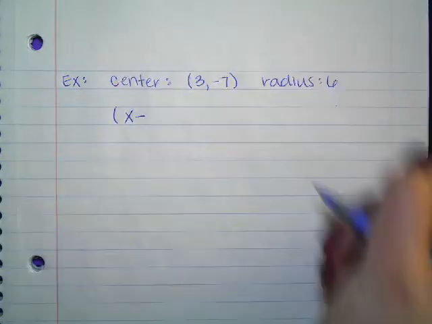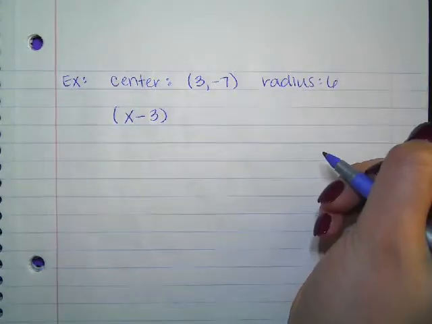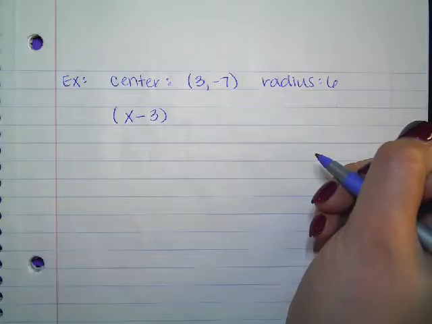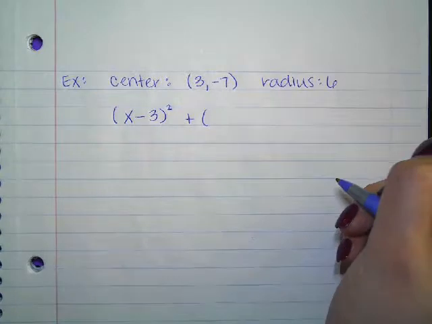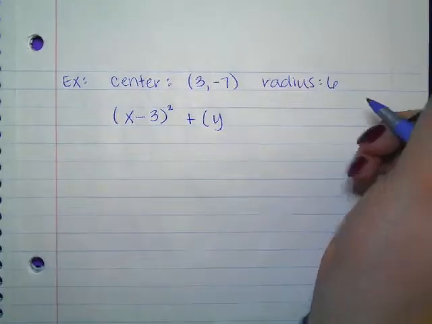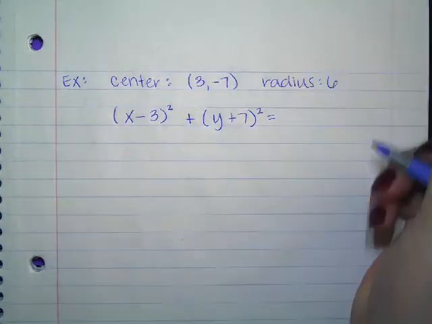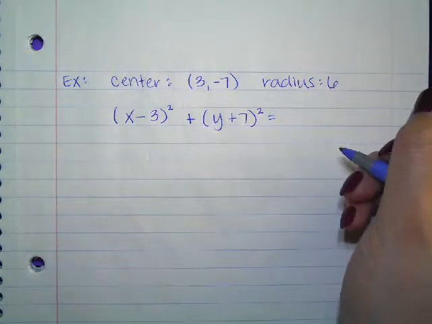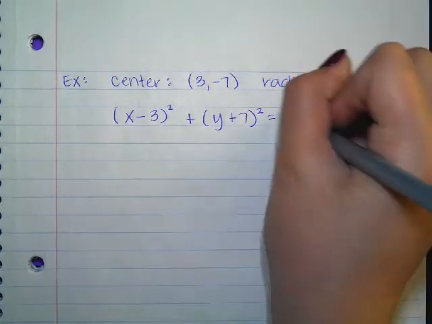(x - 3) squared plus (y + 7) squared equals 6 squared, which is 36.